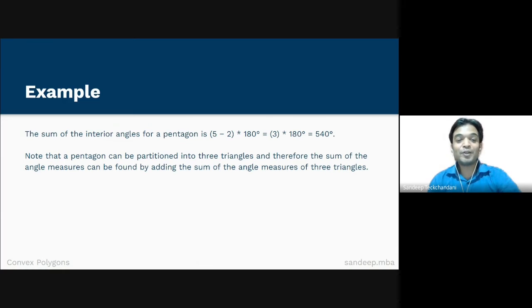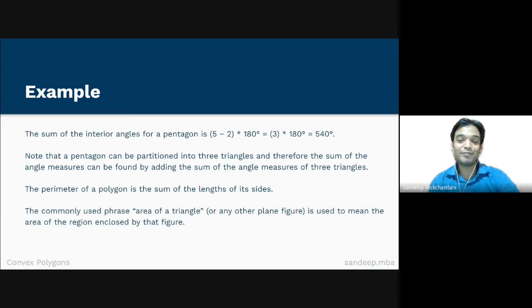The perimeter of a polygon is the sum of the lengths of its sides. The commonly used phrase area of a triangle or any other plane figure is used to mean the area of the region enclosed by that figure.